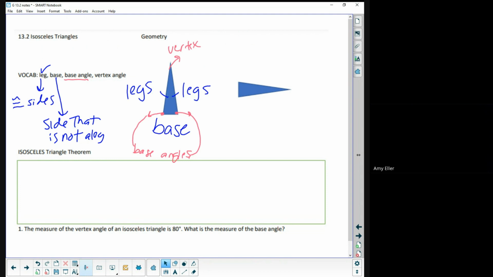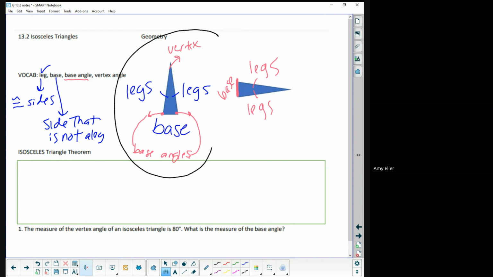This triangle here, I'm telling you that those are alike. That means those are the legs. That means, what do we call this guy here? The base. I did this so I could show you that base does not mean bottom. Many times our triangles do look like this one, and your base is the bottom, but it doesn't have to be. Your base is basically the side that doesn't match.